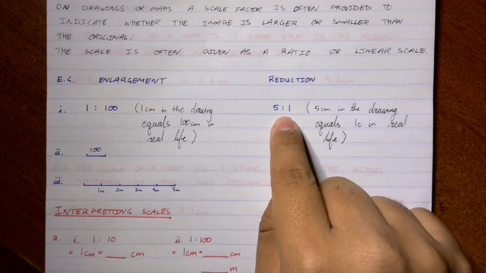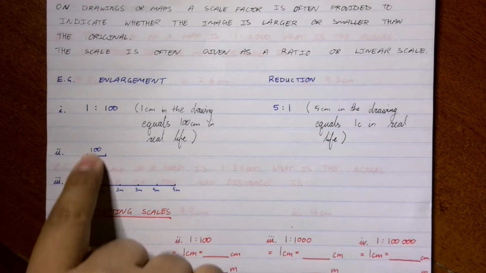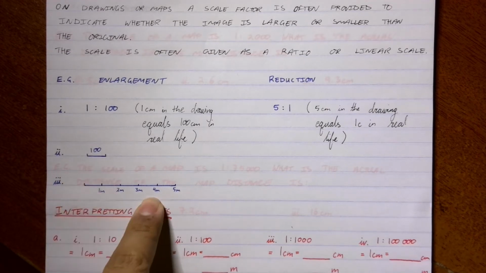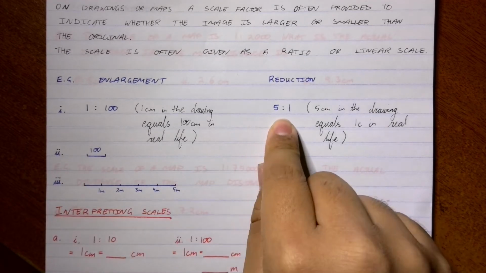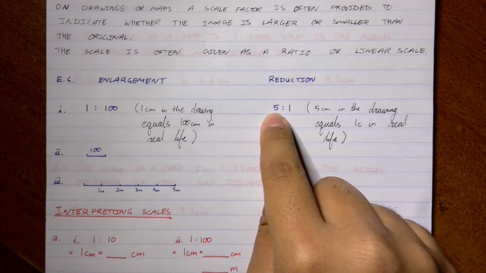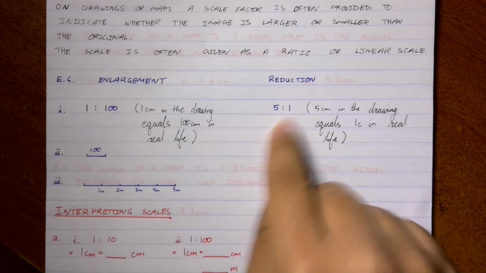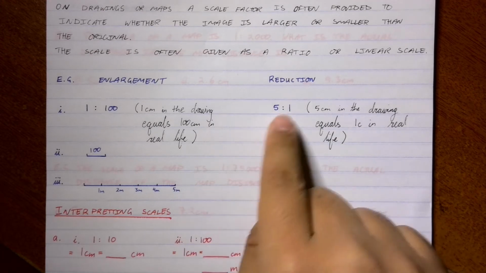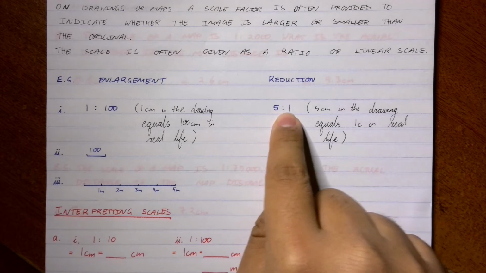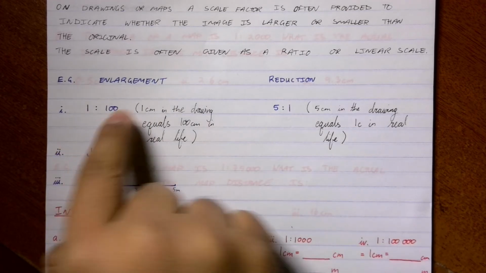A reduction is very similar, but in reductions you're not given linear scales like so. It's really only given as a ratio. This means that 5 centimeters in the drawing is equal to 1 centimeter in real life. Notice how the position of the numbers indicates whether it's an enlargement or a reduction.